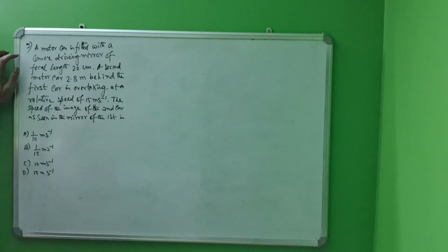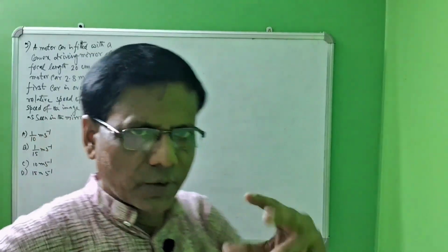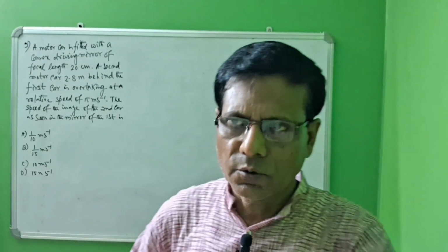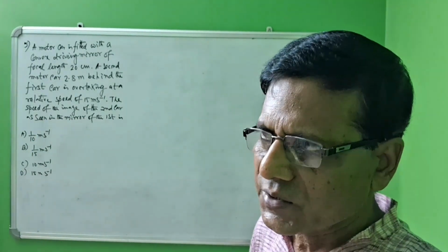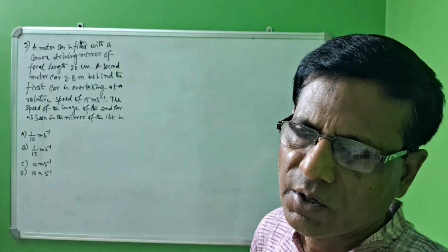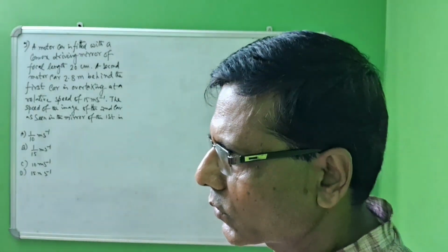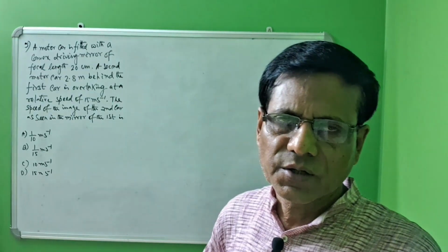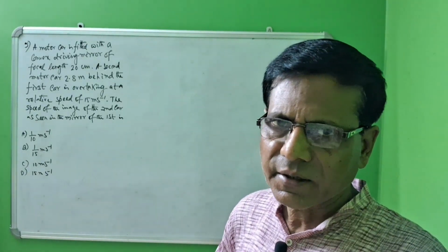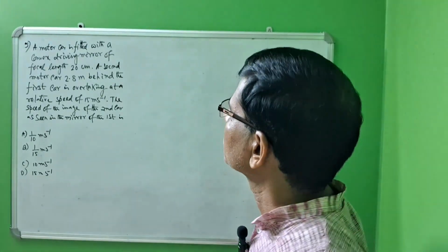A motor car is fitted with a convex driving mirror. We know that if a convex mirror is fitted there, it gives an image that is erect and small.